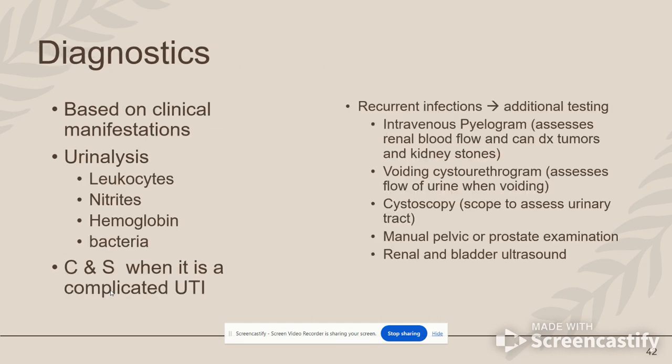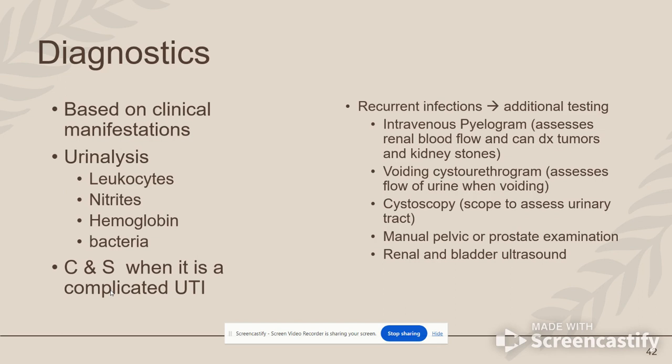So some diagnostics for these: based on their signs and symptoms, we're going to do a urinalysis and look at leukocytes, nitrites, hemoglobin, and bacteria. And then again, a C&S when it is a complicated UTI. So they'll do a culture and sensitivity of the urine to see what that is. Recurrent infections usually require additional testing. We can do an intravenous pyelogram, which assesses renal blood flow and can diagnose tumors and kidney stones if they happen to be the cause of a recurrent infection.